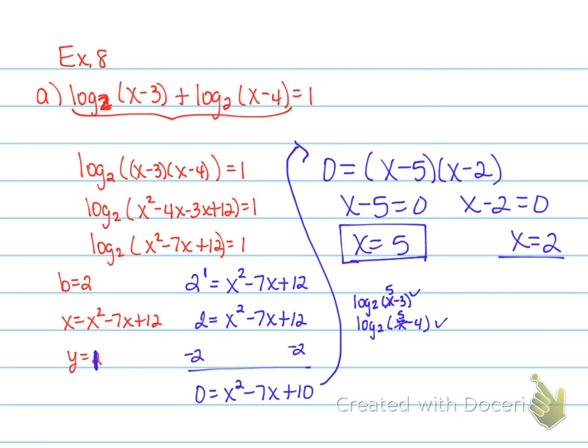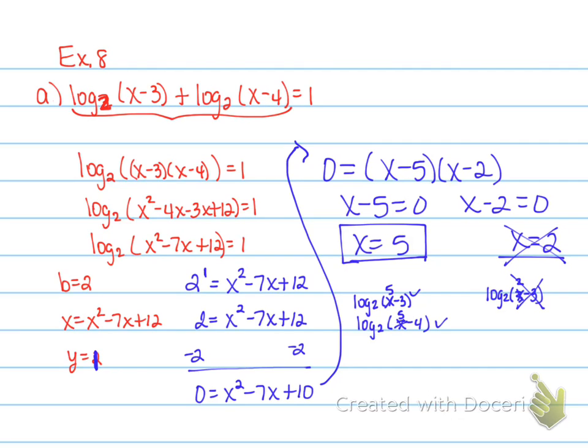We also have to check the 2. So go back through your logarithms again. So you had log base 2 of x minus 3. When I plug in x as 2, 2 minus 3 is negative 1. That's not okay. We can't have 0 or a negative, which means 2 is not our solution, so only the 5 will work.